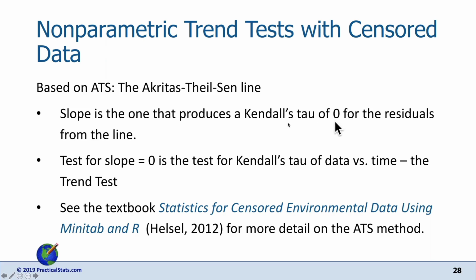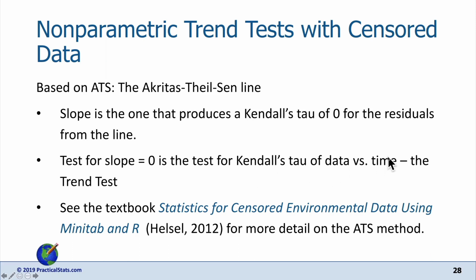So it's got the best fit of a 0 slope line after you've subtracted off the slope for the ATS line. So it's another optimization procedure, has no distributional assumption built in though. That's the difference between that and maximum likelihood. The test for the slope being equal to 0 is the test for the Kendall's tau correlation of data versus time.